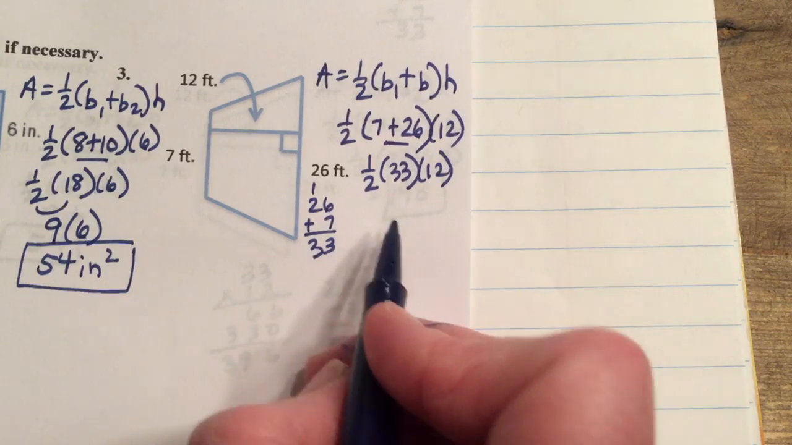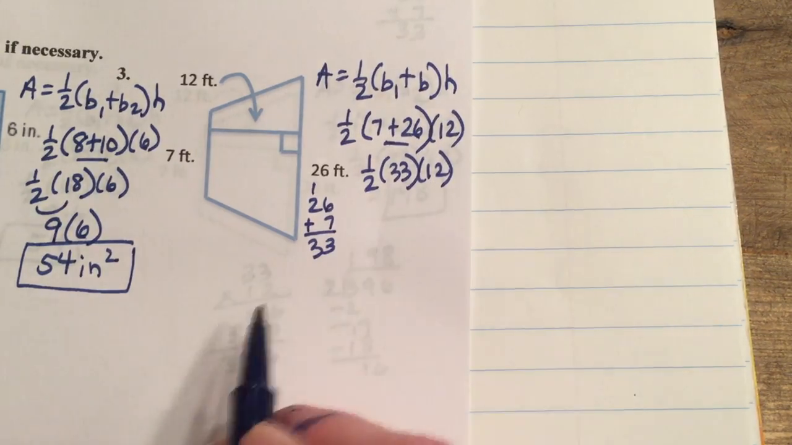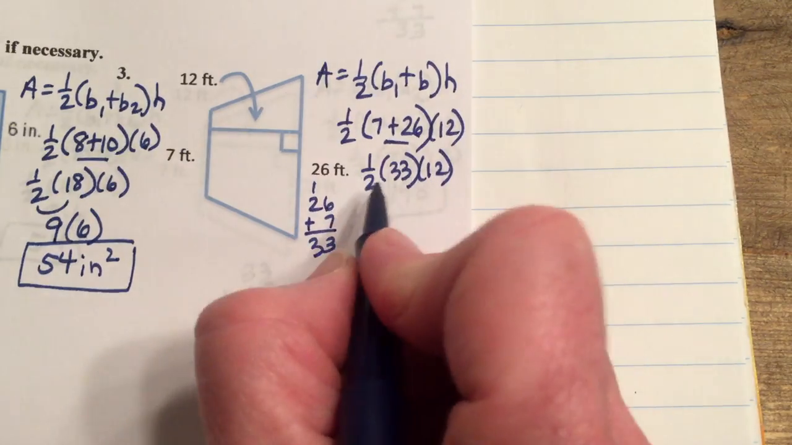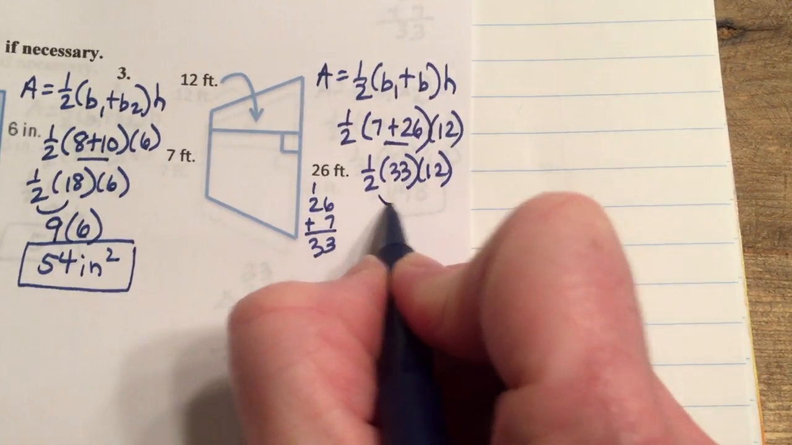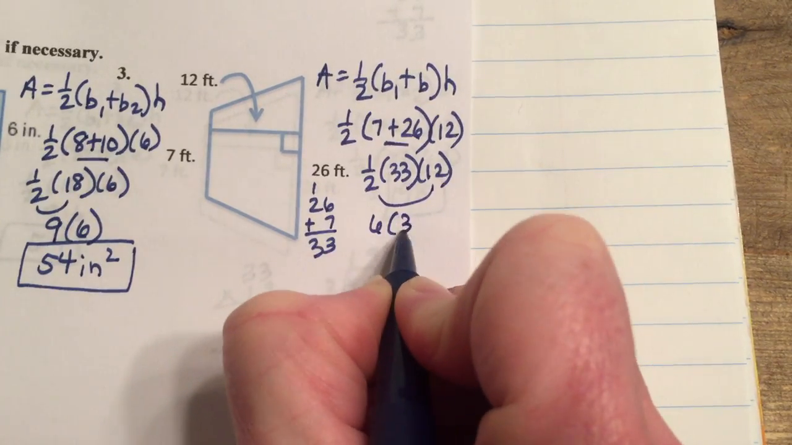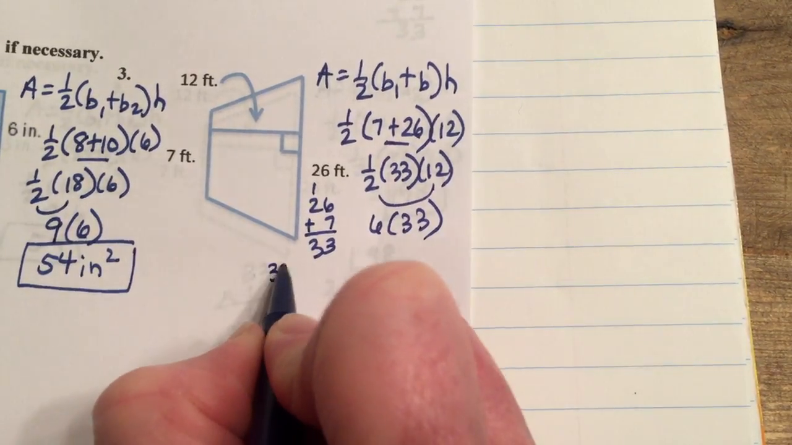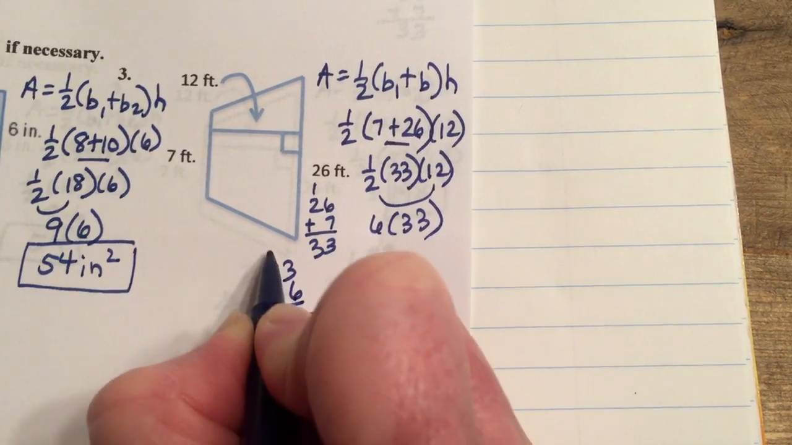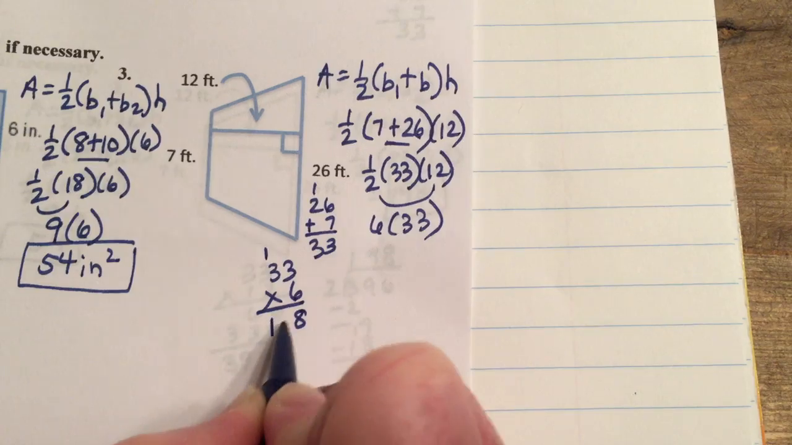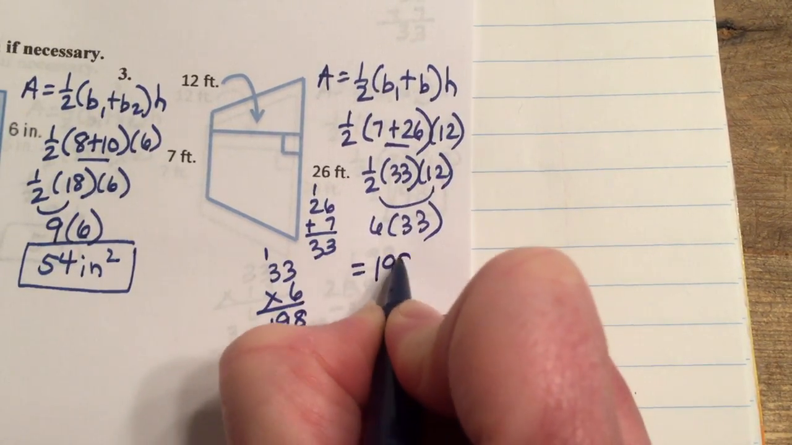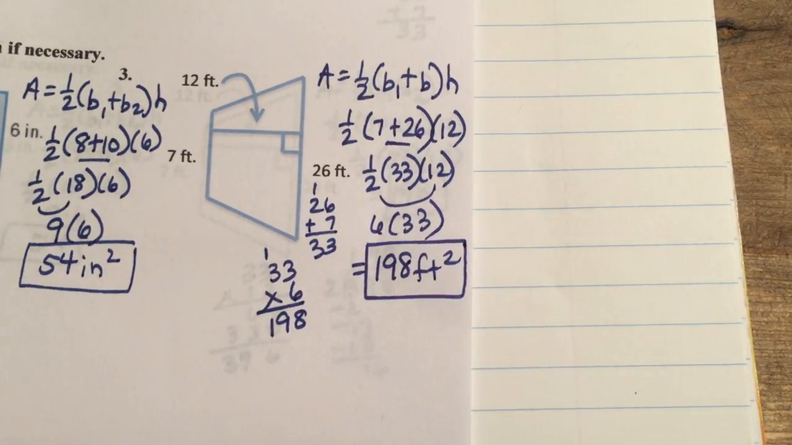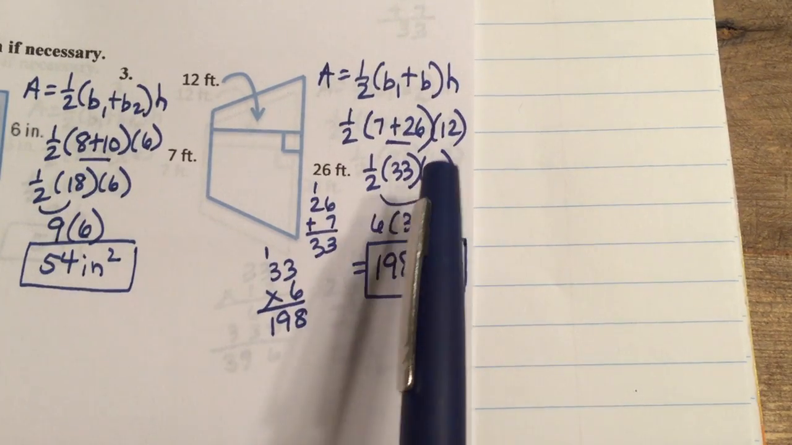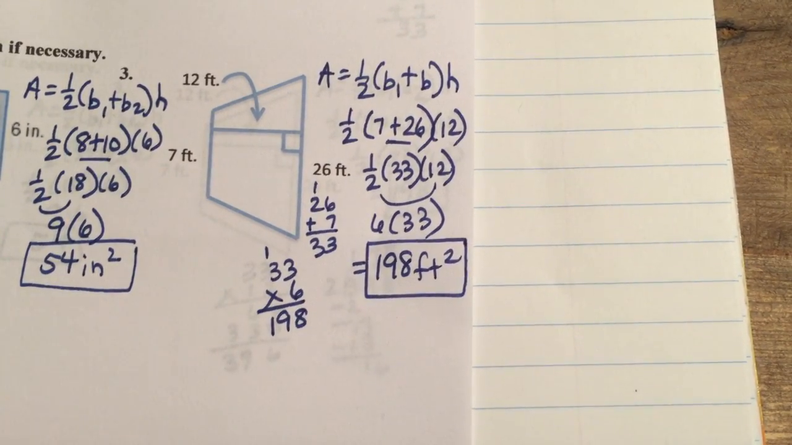But I like shortcuts. And when I look at this, I know that 1/2 of 12 is pretty easy to find. If I divide 12 by 2, I get 6. And 6 is a lot easier to multiply times 33 than 12. So that's what I'm going to do. I'm going to do 1/2 times 12. That gives me 6. And then I still need to multiply times 33. So 33 times 6. 6 times 3 is 18, carry 1. 6 times 3 is 18, plus 1 is 19. So my answer is 198. It's in feet squared. Again, you don't have to do it this way. If you want to do 33 times 12 first, and then divide by 2, go for it.